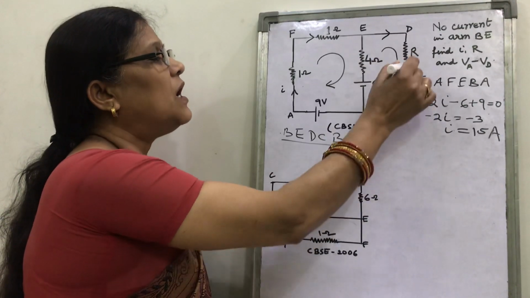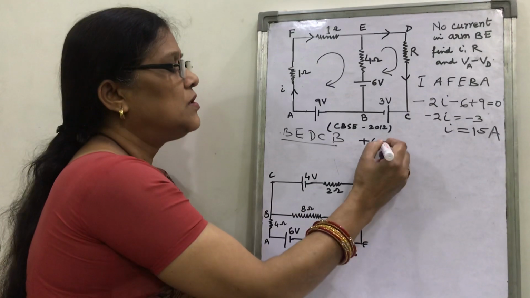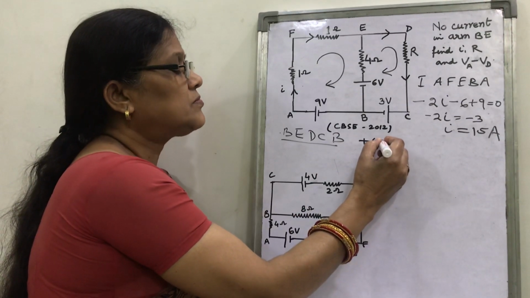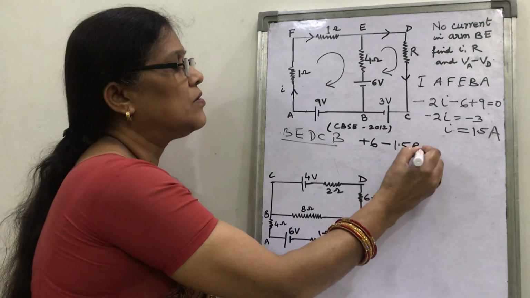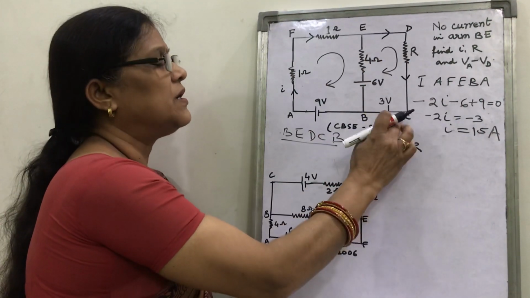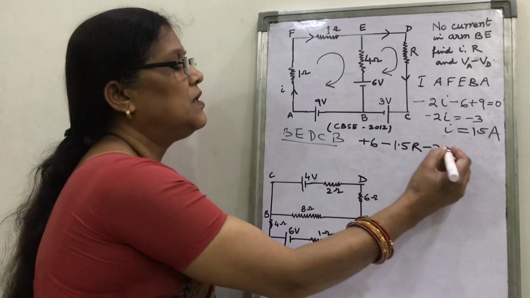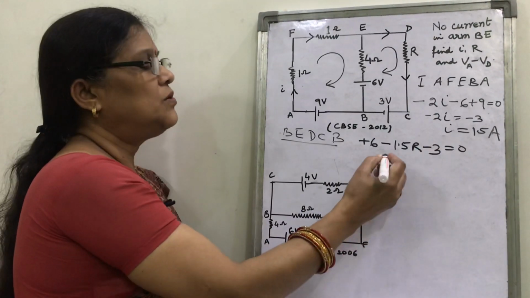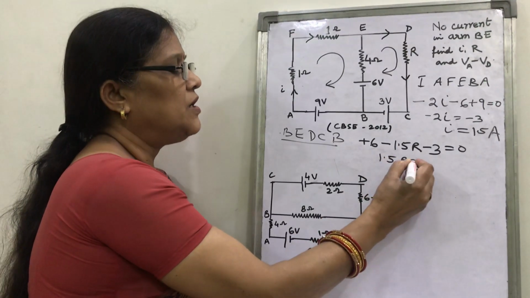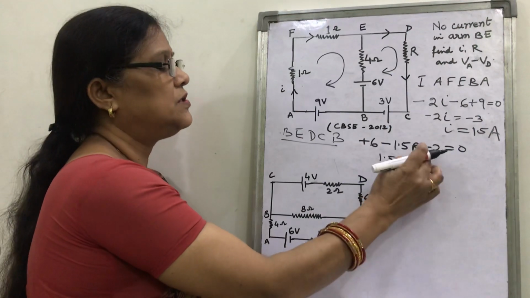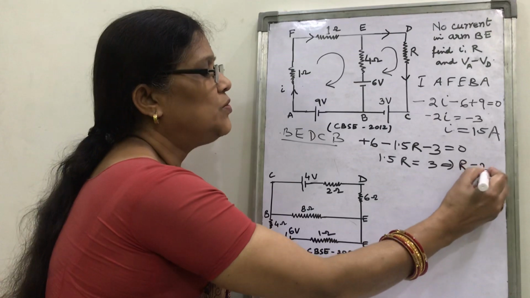So what is R into I? I is 1.5, so this is minus 1.5R. Why minus? Because it is in the direction of current. And this is minus 3 again, here from C to B. This is equal to 0. So what do we get here? 1.5R equals 3. Therefore, R equals 2 ohm.